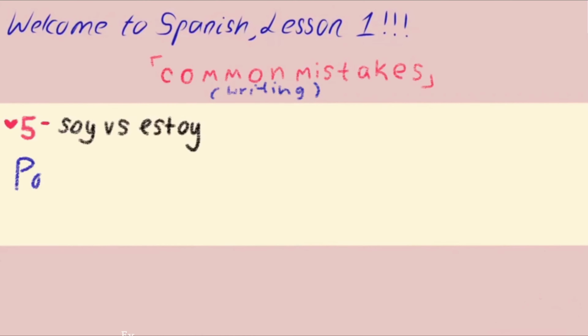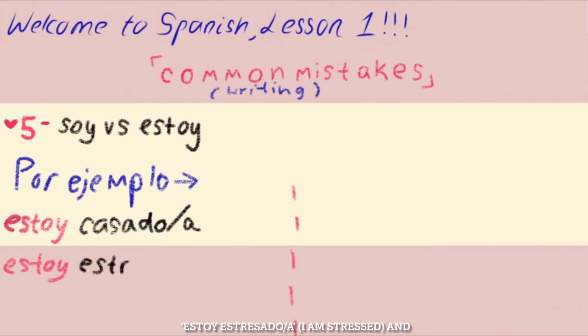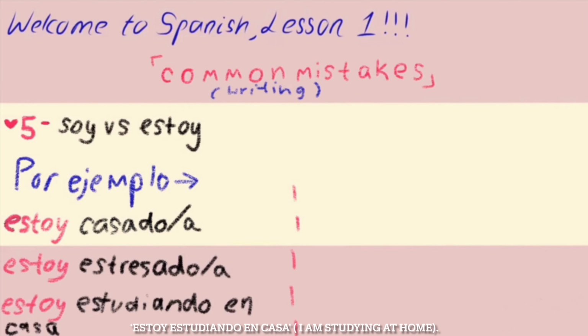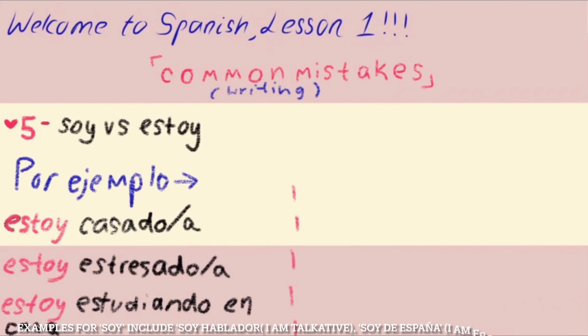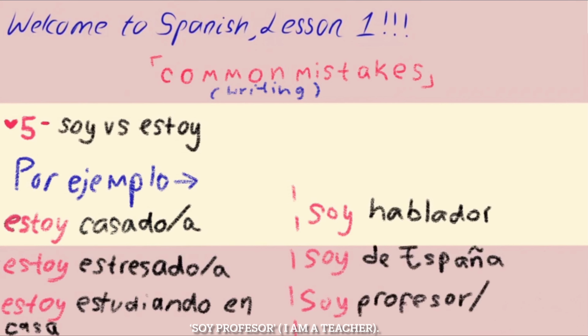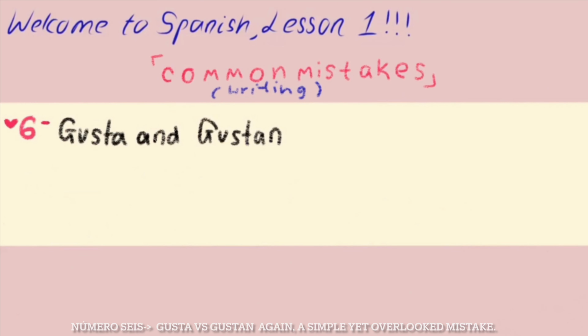Examples for estoy include estoy casado or estoy casada, I am married, estoy estresado or estoy estresada, I am stressed, and estoy estudiando en casa, I am studying at home. Examples for soy include soy hablador, I am talkative, soy de España, I am from Spain, and soy profesora, I am a teacher.